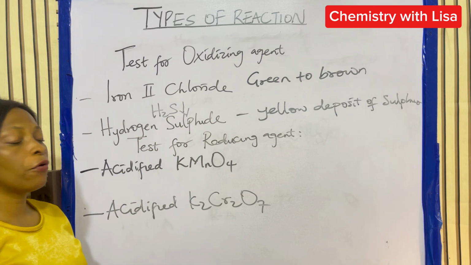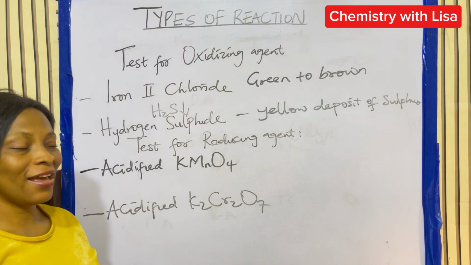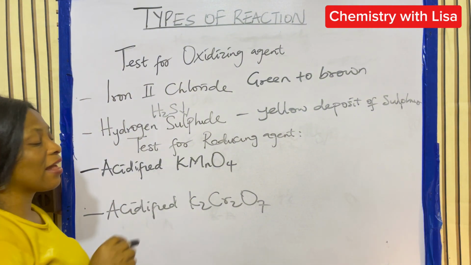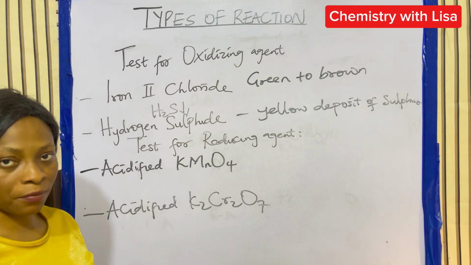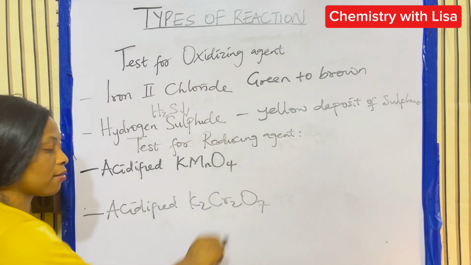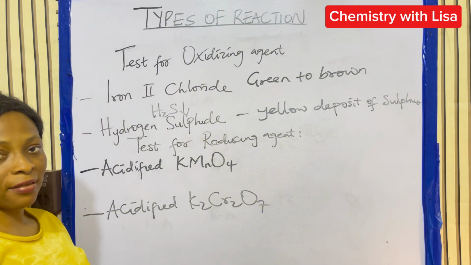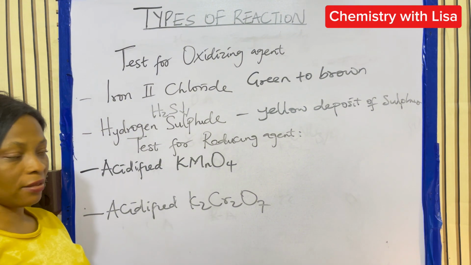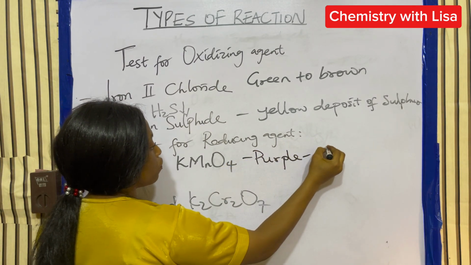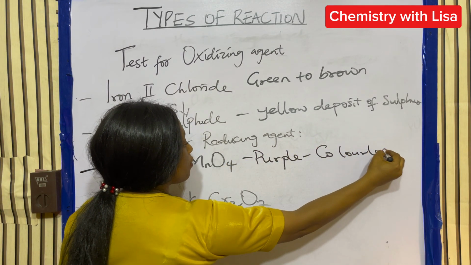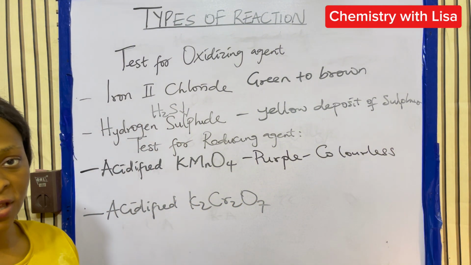Then to test for reducing agents, you are going to use an oxidizing agent. Now, we are going to use acidified potassium tetraoxomanganate 7 to test for reducing agents. And when you test it, it's going to change from purple to colorless. Please note the color changes, because examiners are going to ask you about the color changes.